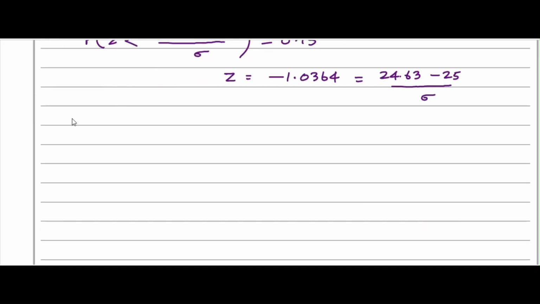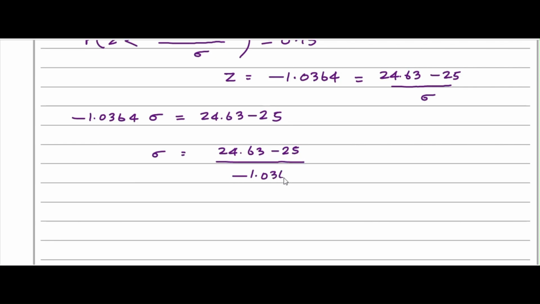That is minus 1.0364 sigma equals 24.63 minus 25. And therefore sigma equals 24.63 minus 25 all over minus 1.0364. This will give a positive value because the numerator is negative. That gives a sigma value of 0.3570.